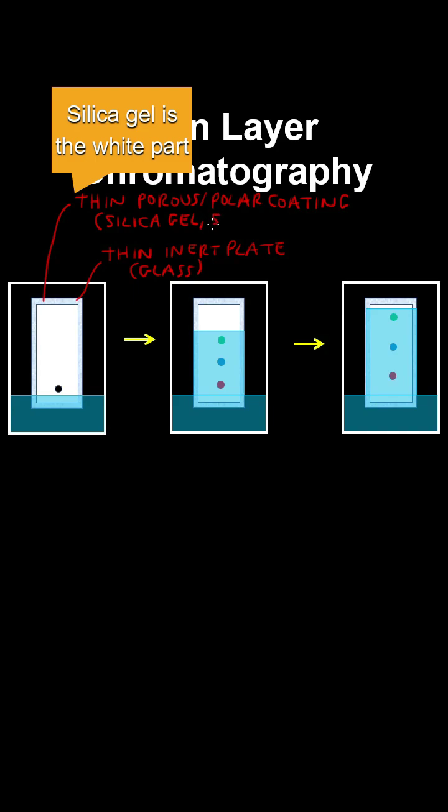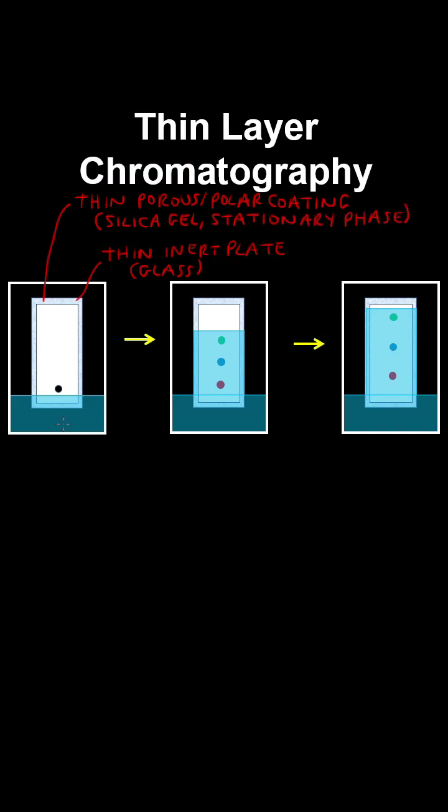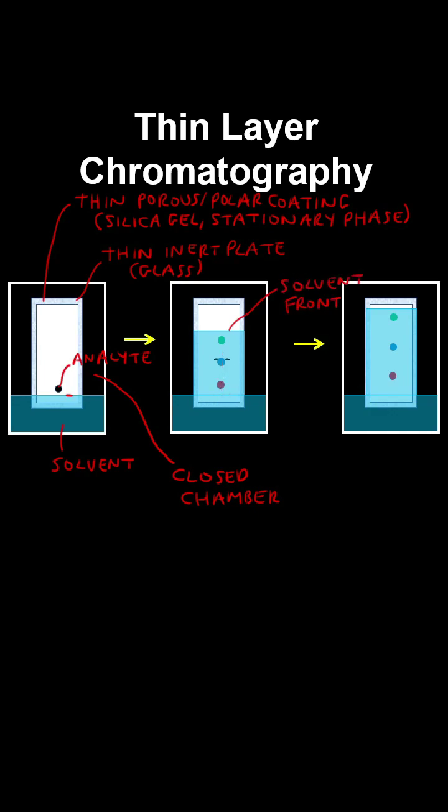And this is the stationary phase. And the stationary phase enables the solvent to move through it against gravity using capillary pressure. Now this plate is placed in a closed chamber to keep the experiment stable by preventing evaporation of the solvent and so on. And the plate with the analyte on it is dabbed in the solvent, and the solvent front moves up the stationary phase and the analyte gets separated.